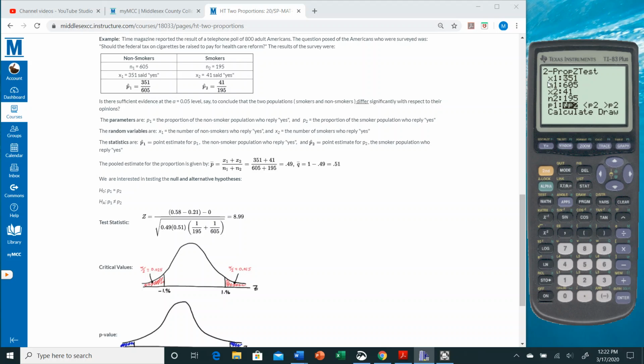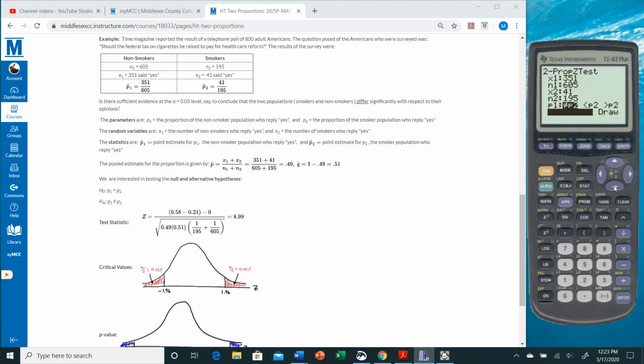And for choice 6, we have to provide x1 and n1. x1 is the number of successes in the n outcomes. That was 351 in this first case. The sample size for the first population was 605. For the second population, the number of successes was 41. The sample size was 195. The alternative hypothesis is not equal, p1 not equal to p2.